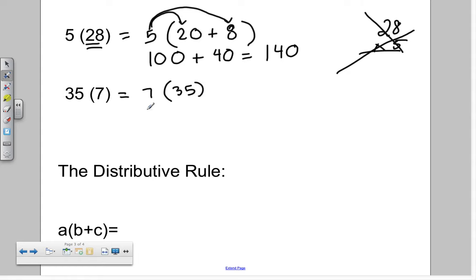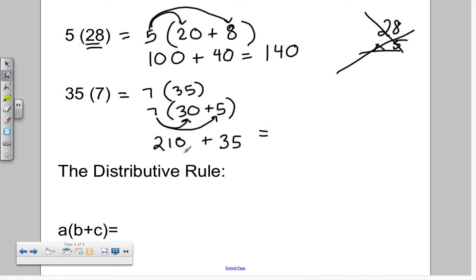Then I'm going to keep the 7 where it is, and I'm going to write 35 in expanded form, like I did with 28. So that would be 30 plus 5. And then I would distribute 7 into the parentheses. This time my rainbow is going to go underneath. 7 times 30 and 7 times 5. 7 times 30 is 210. 7 times 5, 35. Math is a little harder to do here, but 210 plus 35, if you think about it for a minute, shouldn't be too difficult. 245.